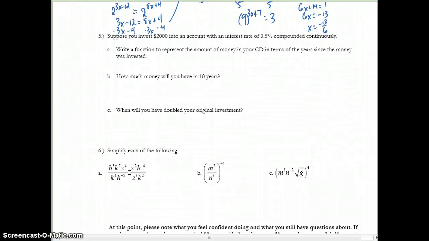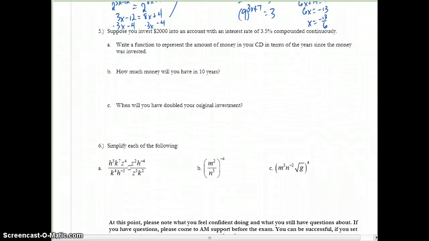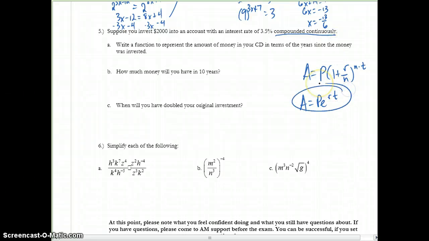The last portion here, before we get to simplifying with exponents, is to work with compounding rates. So we saw two formulas, A equals P times 1 plus r over n to the nt. That would be for compounding quarterly, weekly, daily, monthly, any amount that's finite. And A equals P e to the rt, which is for compounding continuously. In this problem, we're told we are compounding continuously, so I'm going to pick the second equation. We want to know what the amount is.